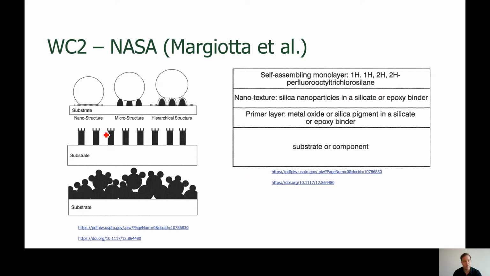hierarchical structure. These substrates have these pillars, and eventually they start to look like little lotus flowers where we get the Lotus effect. This image on the right shows the process which was on the previous slide, where we have substrate, primer layer, and then this nanotexture layer with an epoxy binder, and then self-assembling monolayer.